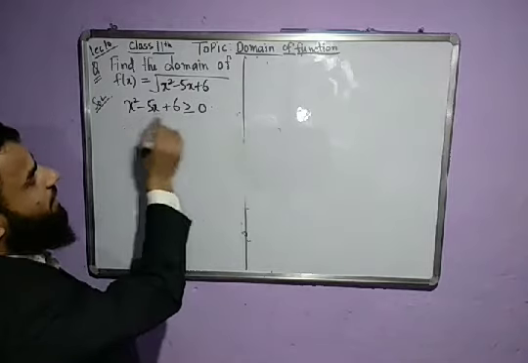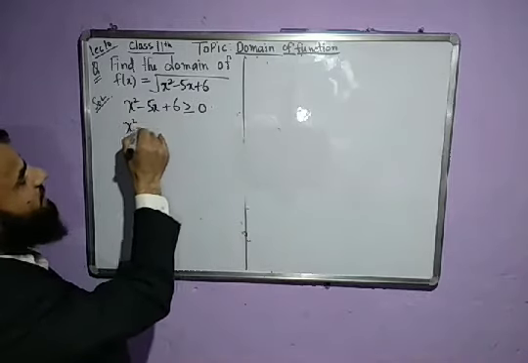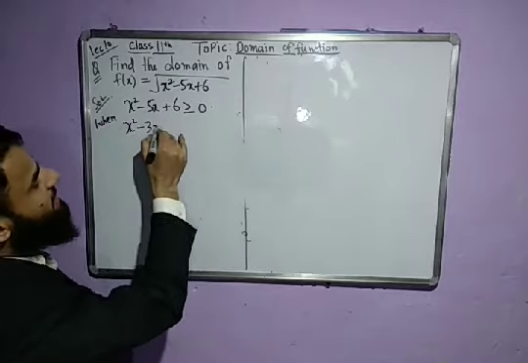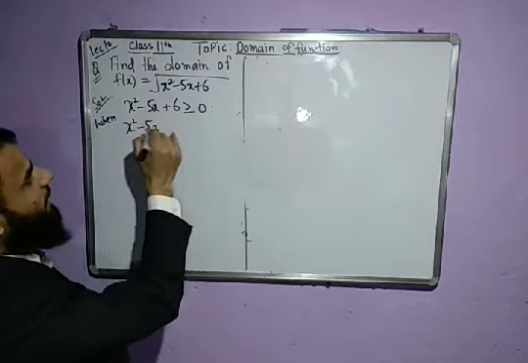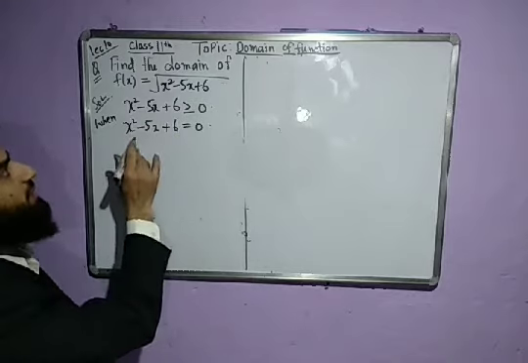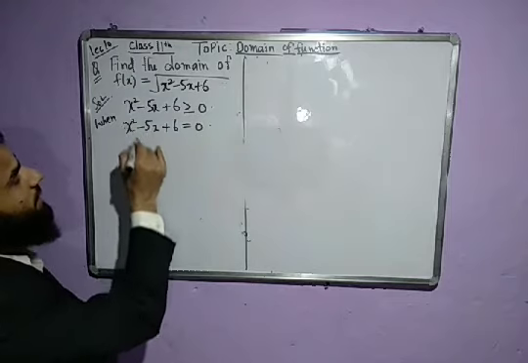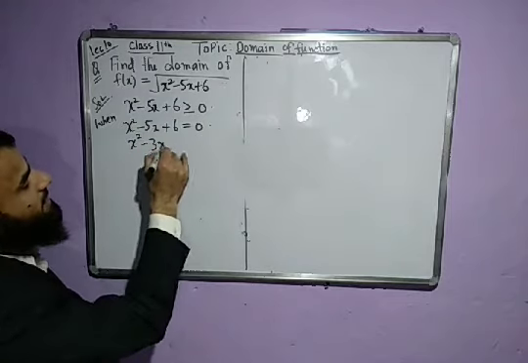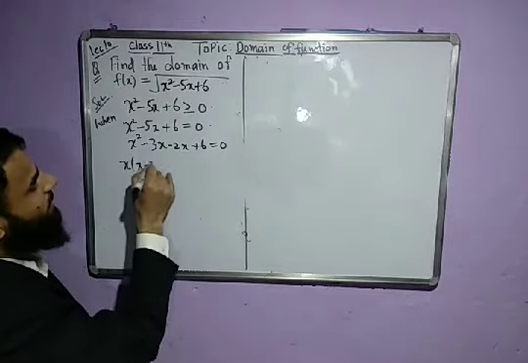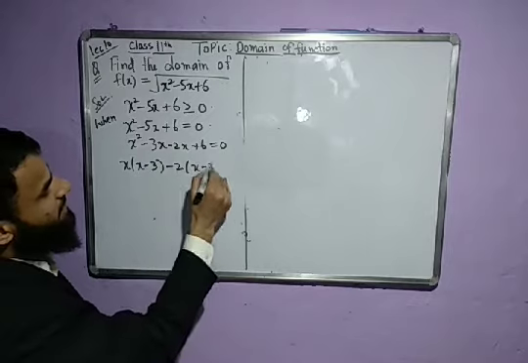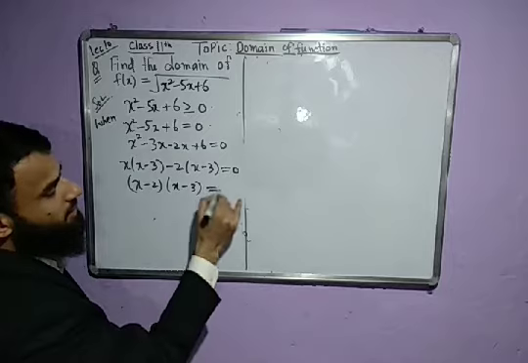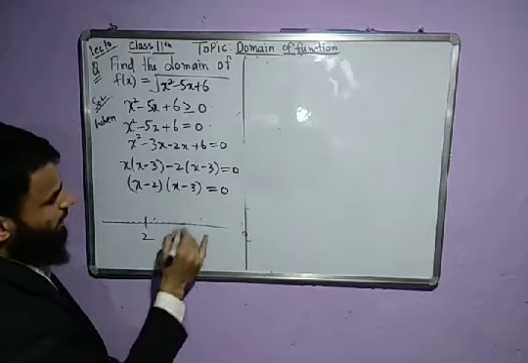Then I will find the roots of this equation, when x square minus 5x plus 6 is equal to 0. Now I will find the roots of this equation, similar to the question number 1 which I taught you. So I will get x square minus 3x minus 2x plus 6 is equal to 0. Then I will get x into x minus 3 minus 2 into x minus 3 is equal to 0. And I will get x minus 2 into x minus 3 is equal to 0. Next I plot these 2 points on the number line.